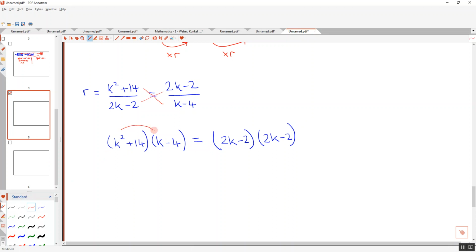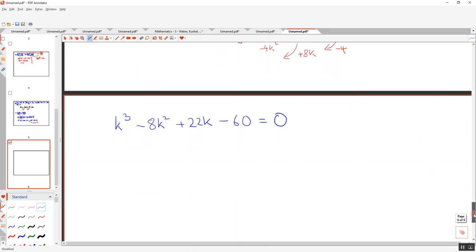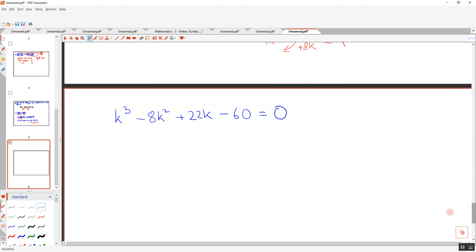Expand, right. Do that for me. Okay, so we've expanded our brackets. We have this on the left-hand side, this on the right-hand side, and then we're going to make it equal 0, just by taking all of this to the other side. I am left with this equation, which we have to solve for k.